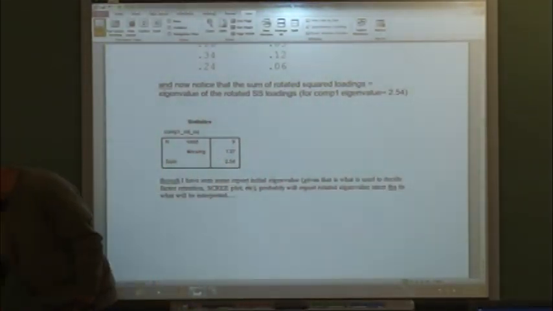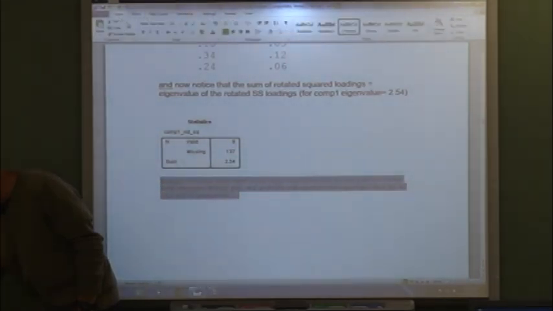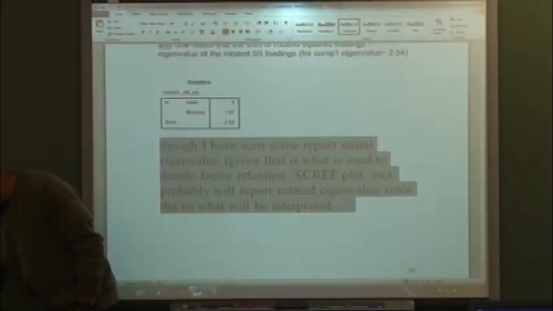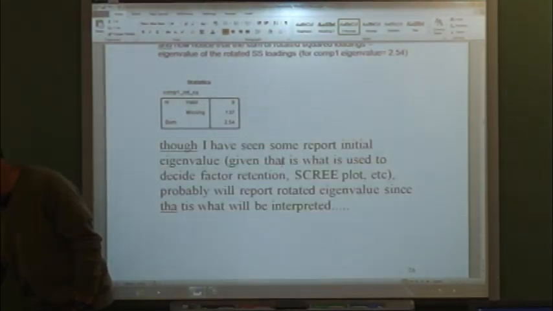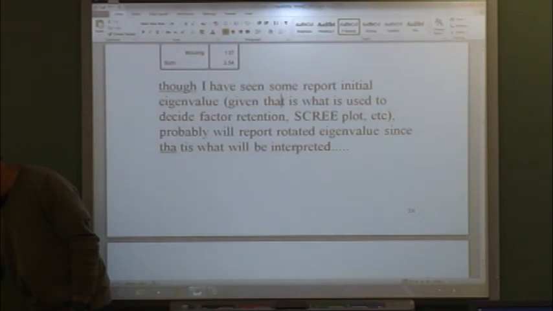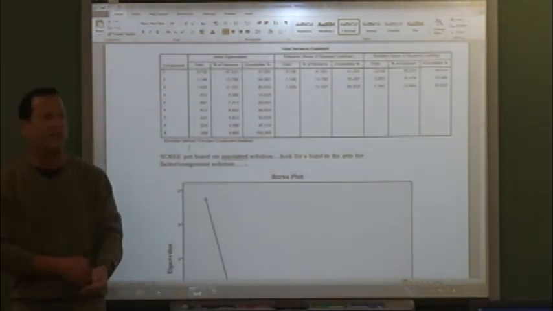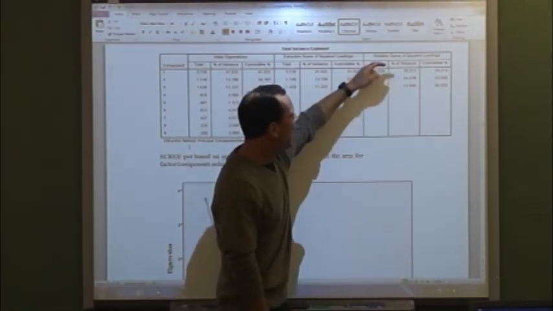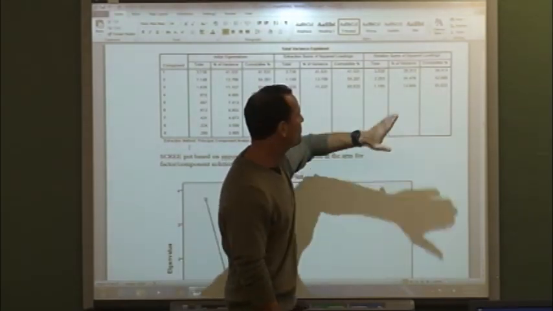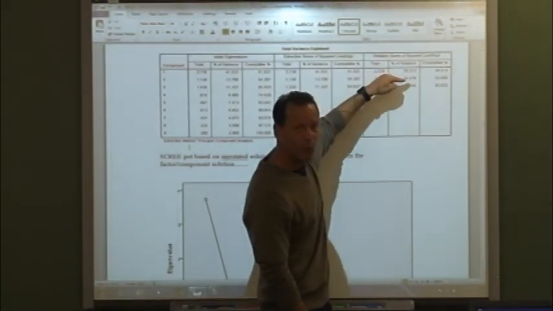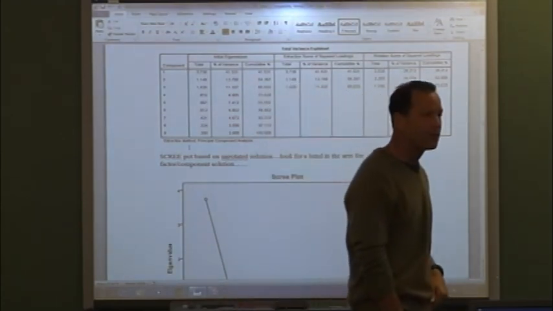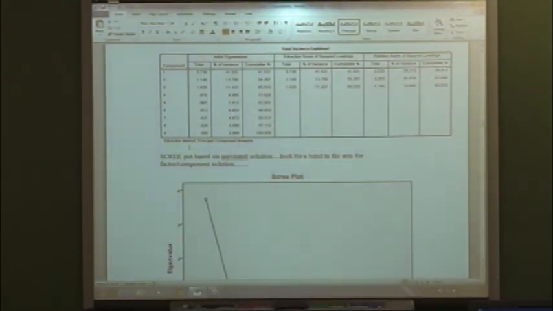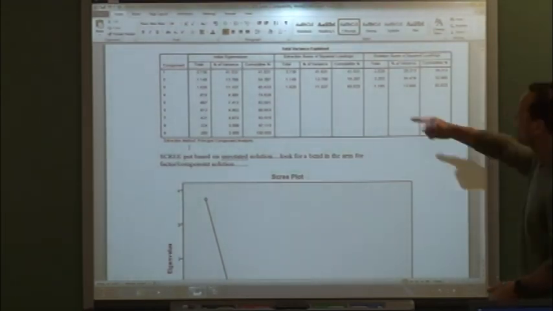Though I have seen some report the initial eigenvalue, which is what I do a lot, everybody. I do report the initial eigenvalue, given that's what's used to decide factor retention. You probably will report the rotated eigenvalue, since that is what will be interpreted. But I do report the initial one often. So look, everybody, there's your 2.54, the rotated one. And now the rotated result has 28% for the first one, 24% for the second one, 12.9 for the third. So they become a little closer because they're rotated. Remember, the unrotated had 41%.